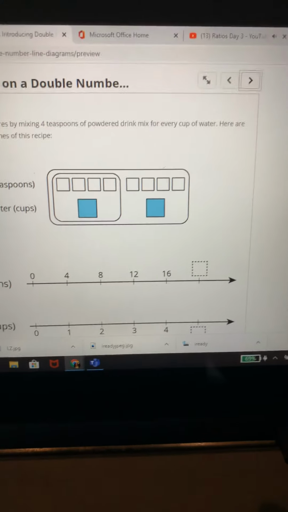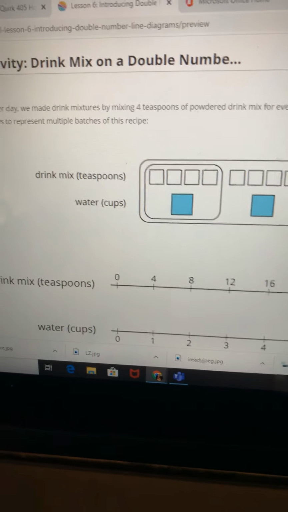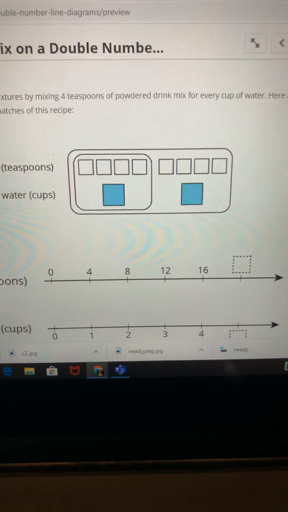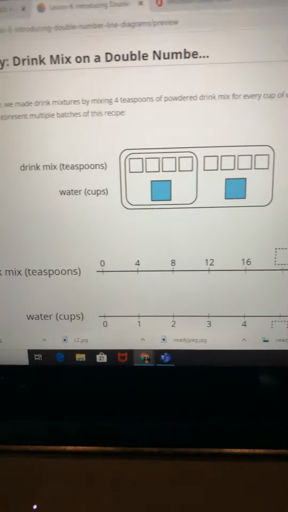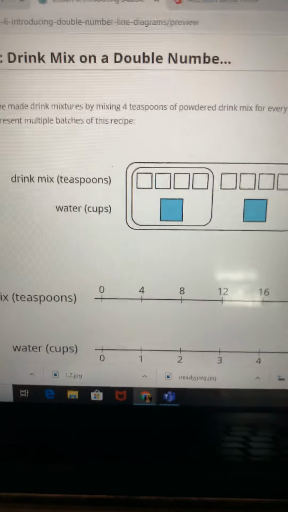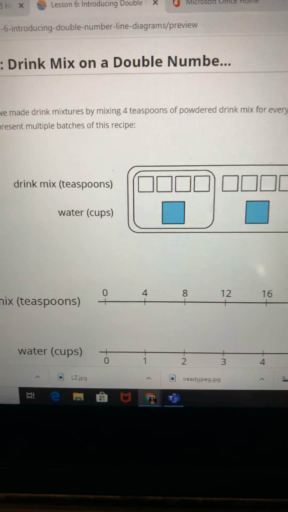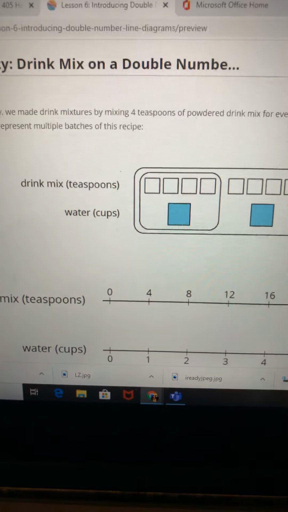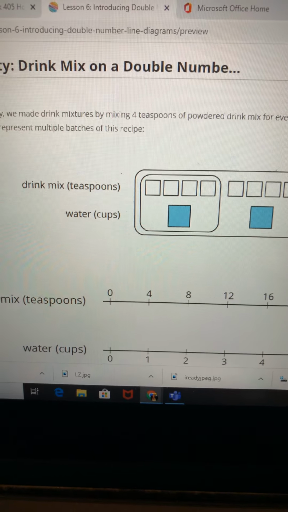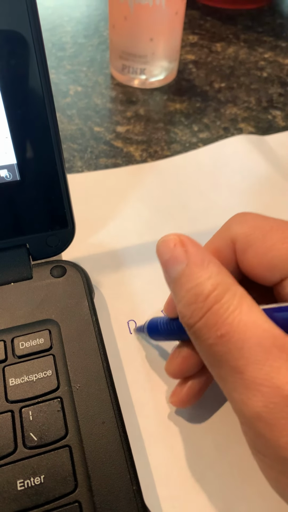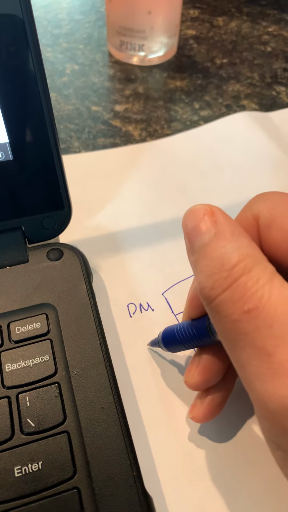You guys remember this lesson was from last week, and it talks about drink mixture. We've done this double number line before. We had just used a box instead. You guys liked it better when we're doing the ratios if we put it into this sort of box. So if we said that this is the drink mix, and this is the water.